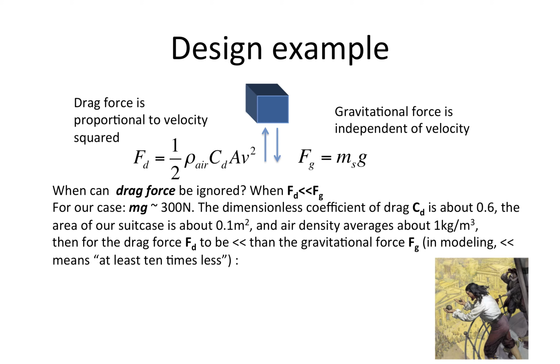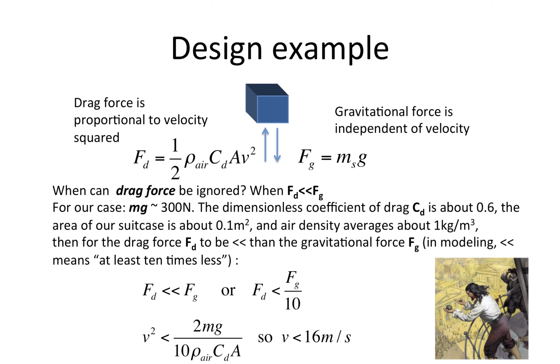In particular, we can write that if the drag force is much less than the gravitational force, or 10 times less than the gravitational force, then the velocity squared has to be 2 times the mass of the suitcase times gravity over 10 times the density of air times the coefficient of drag times the area. And so we end up with a velocity that needs to be lower than 16 meters per second for us to safely ignore drag force.